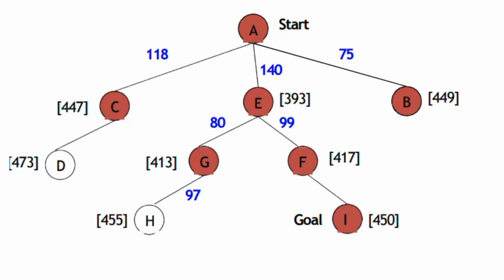Now the next node with the least cost is I, so it will move to I, and I is the goal node. Now the path would be A, E, F, I, and the path cost would be 450, which is not optimal. Let's understand why this happened.